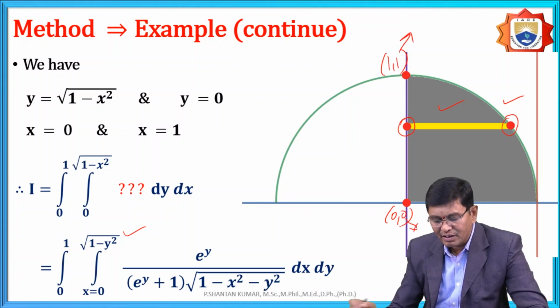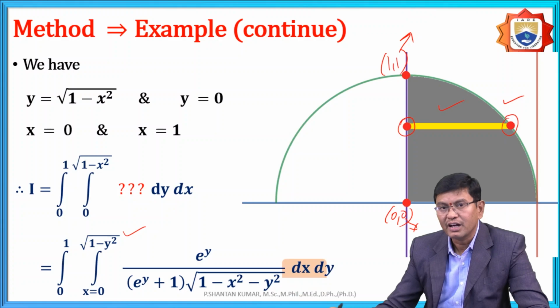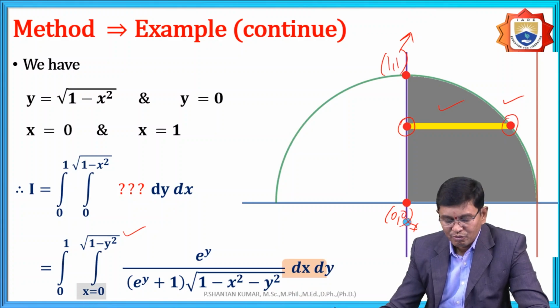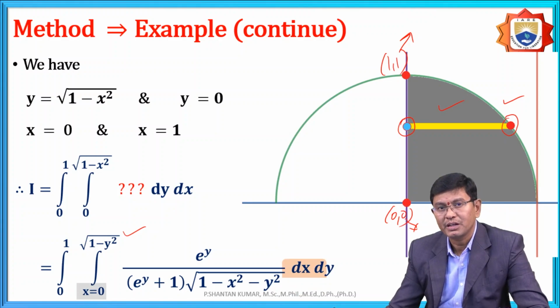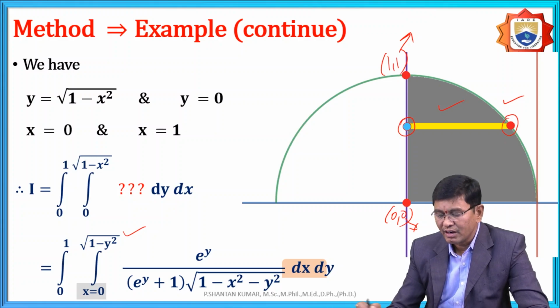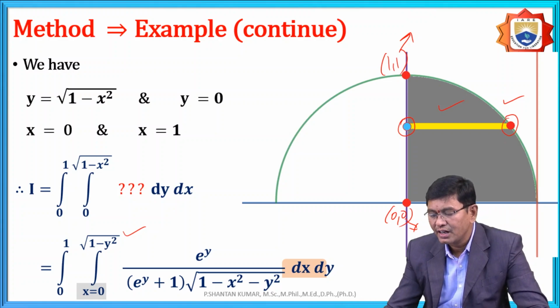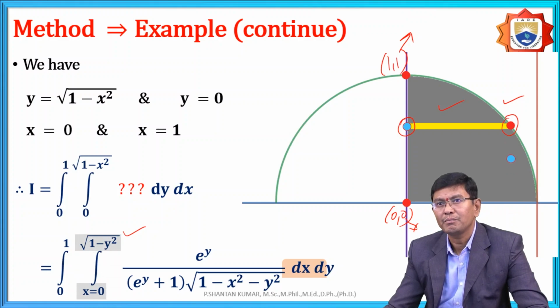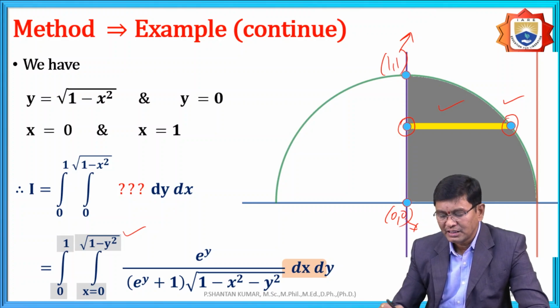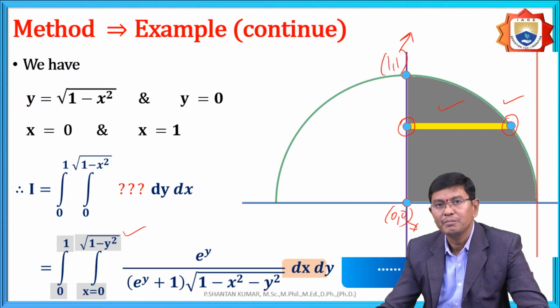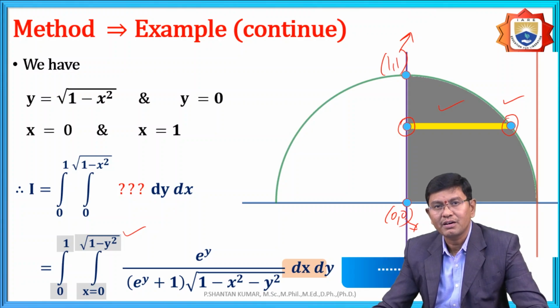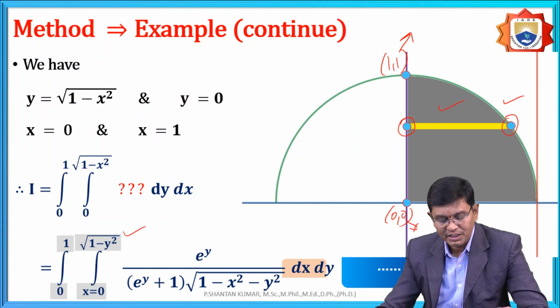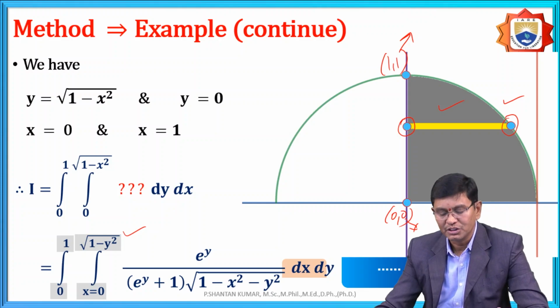And again, after finding this, we need to find the integration with respect to x first and then with respect to y. While observing the diagram, it clearly shows the lower limit and upper limit, and these are the y limits 0 to 1. By solving this with respect to x between the limits 0 to square root of 1 minus y square, and y from 0 to 1, the solution we need to check.